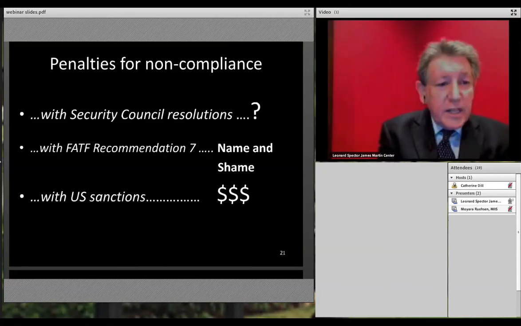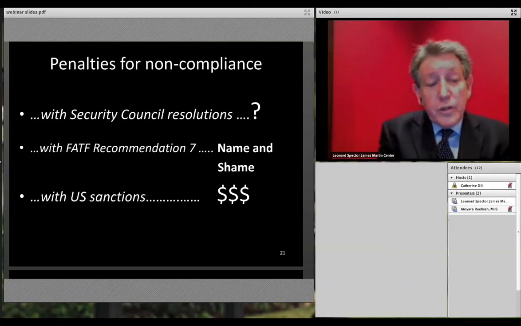Let me just note in this last slide, Security Council resolutions, the penalties are just maybe your name gets mentioned. FATF recommendations, there is naming and shaming, and your name can be associated with uncooperativeness, but US sanctions are the ones with the particularly strong penalties in financial terms, and sometimes, of course, could even involve prosecution for a criminal act.